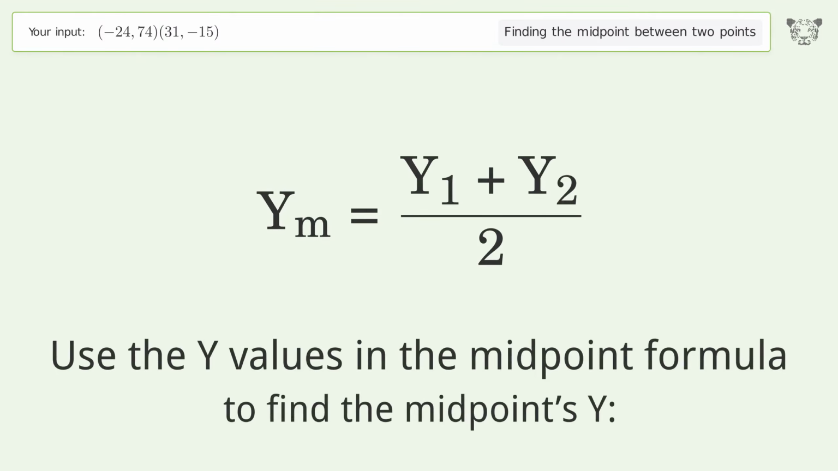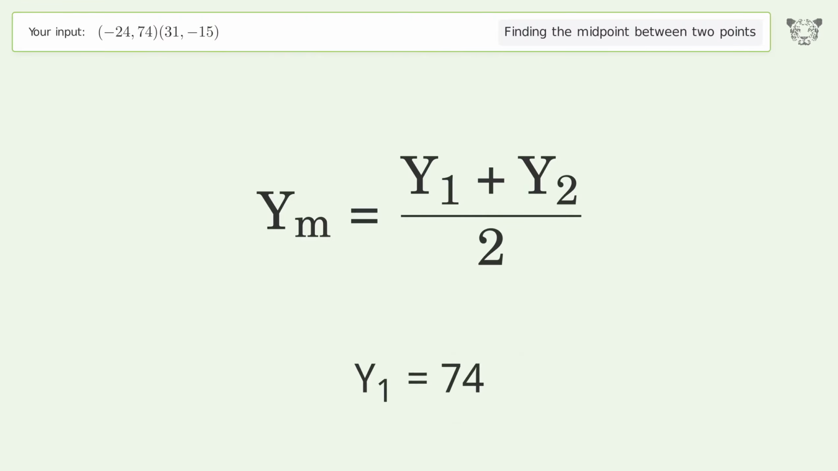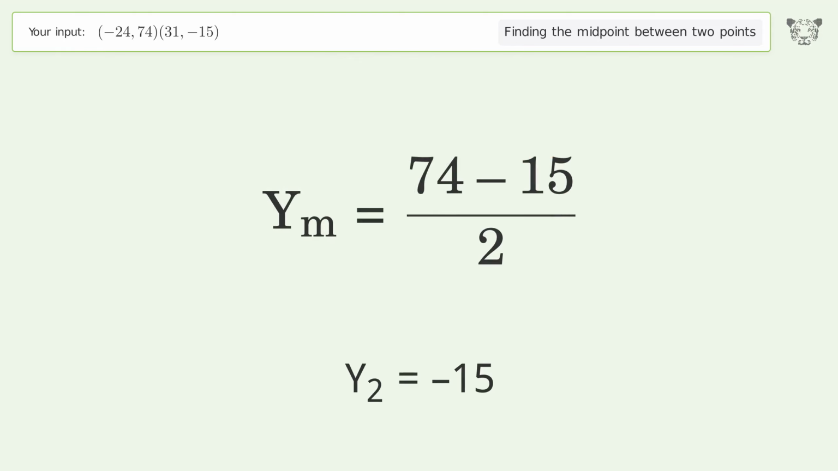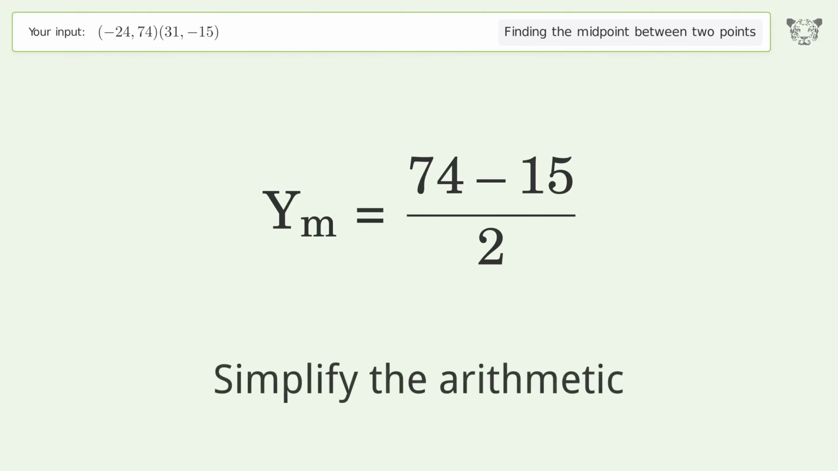Use the y values in the midpoint formula to find the midpoint's y. y1 equals 74. y2 equals -15. Simplify the arithmetic.